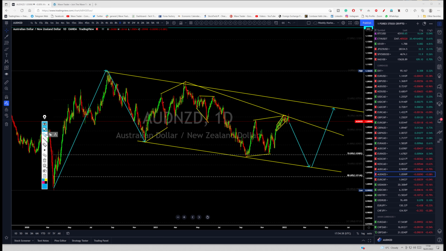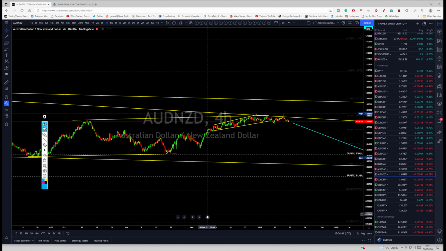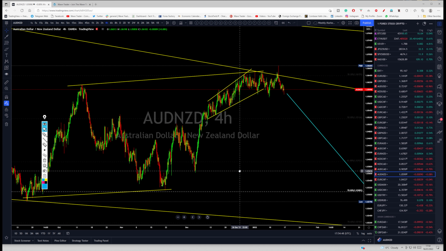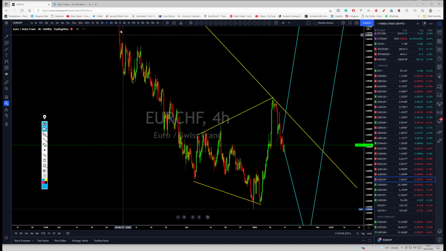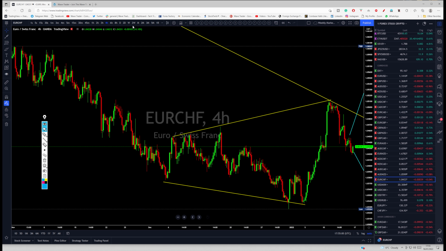So this wedge to break down sharply back to that previous bottom. This is tradable. And with a sharp breakdown, it can test that top again. So this is what you are looking for: a sharp breakdown and price to visit these previous lows again. So Euro Swiss is not the best chart right now.